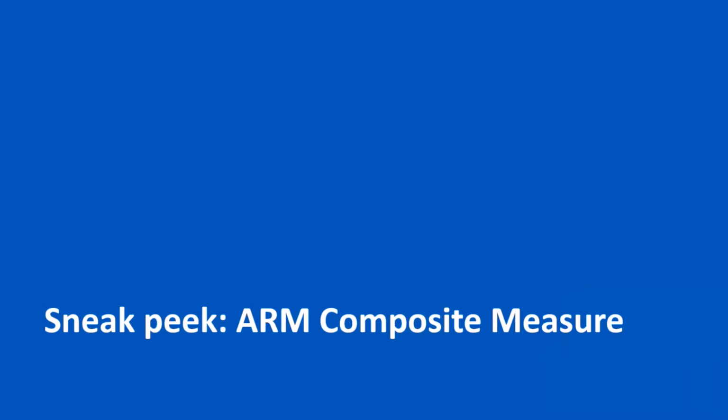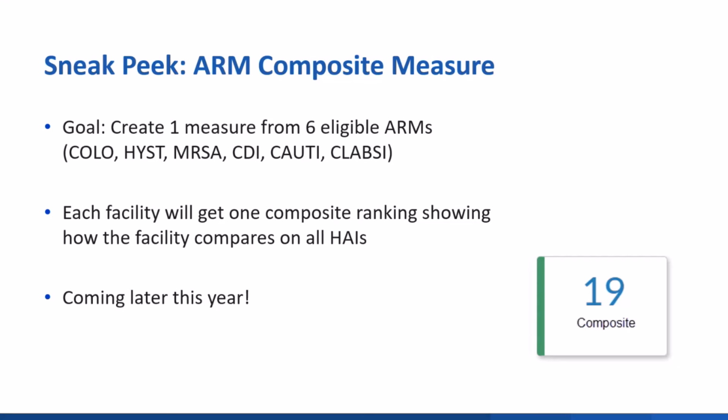I'm going to give you a little sneak peek of something else we want to add coming up in the ARM dashboard, and that's the ARM composite measure. A reminder, in the release coming out this week, you will see the individual HAI type ARM rankings, but a little bit later this year, look forward to this composite measure. The goal is to create a single measure that can summarize the performance of facilities across these 6 eligible HAI types that are listed there.